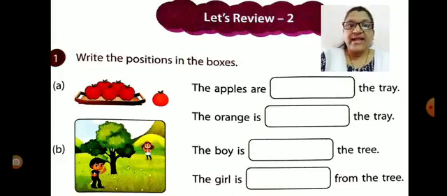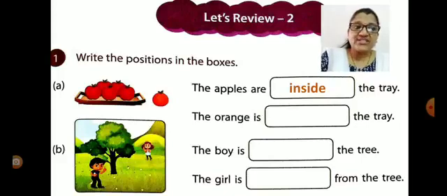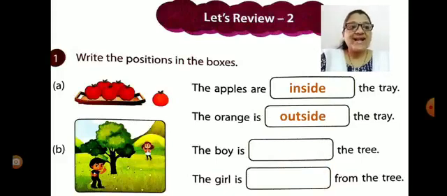Question number 1. Write the positions in the boxes. Look at the picture and let us fill in the boxes. In the first picture we see few apples and an orange. Let's read. The apples are dash the tray. What will be the answer? Yes, inside the tray. The orange is dash the tray. What is the position of orange, children? Yes, outside the tray. Correct. So write down these words, these positions in the given boxes.